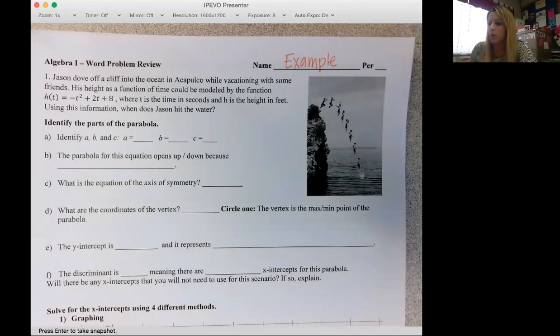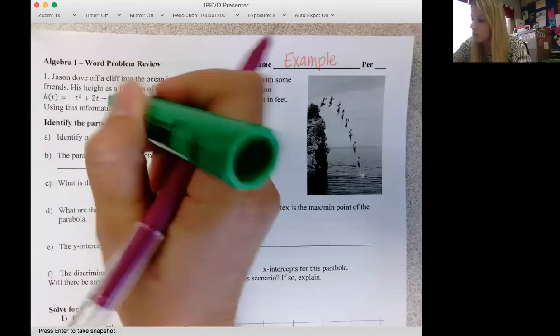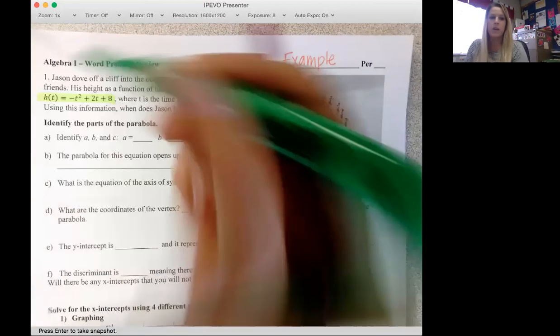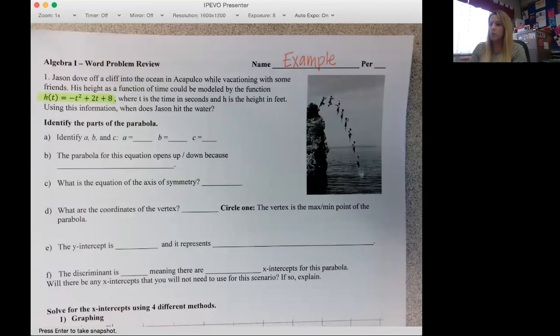This is an example of the project. This is not the exact same one. The only thing that's different though is my equation. So here is the equation that's been given. Let's go ahead and see what's going on. It says Jason dove off a cliff into the ocean in Acapulco while vacationing with some friends. His height as a function of time could be modeled by the function, and then it has an equation, where t is the time in seconds and h is the height in feet. Using the information, when does Jason hit the water?